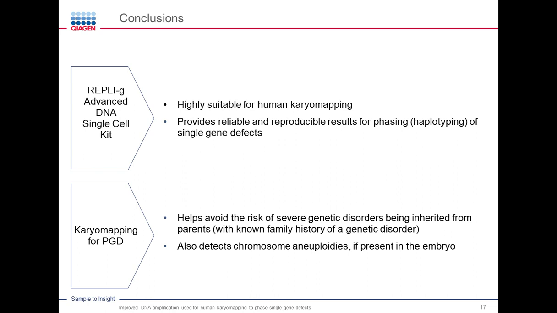And when using karyomapping for PGD, this helps avoid the risk of severe genetic disorders from inherited parents with a known family history of genetic disorders, and also detects chromosomal aneuploidies if present in the embryo. So in addition to being able to look at particular types of mutations or particular types of haplomaps, we can also see chromosomal number abnormalities.